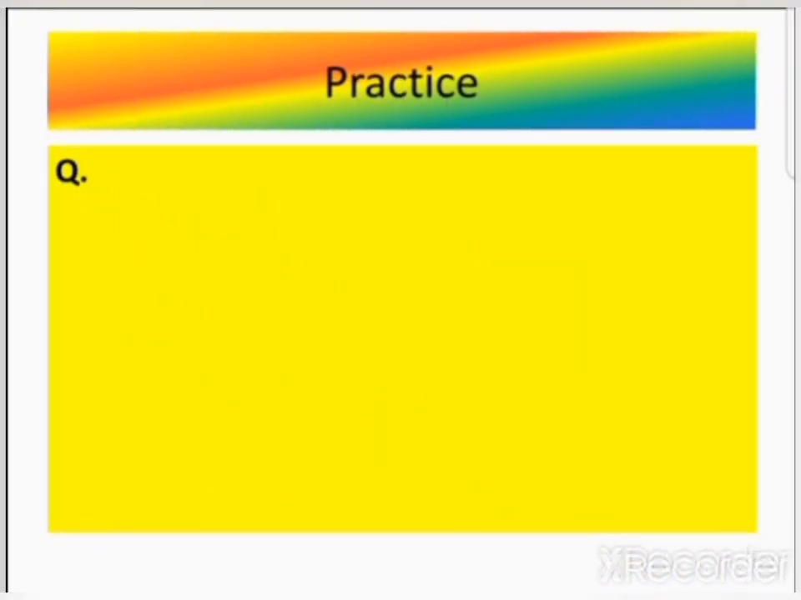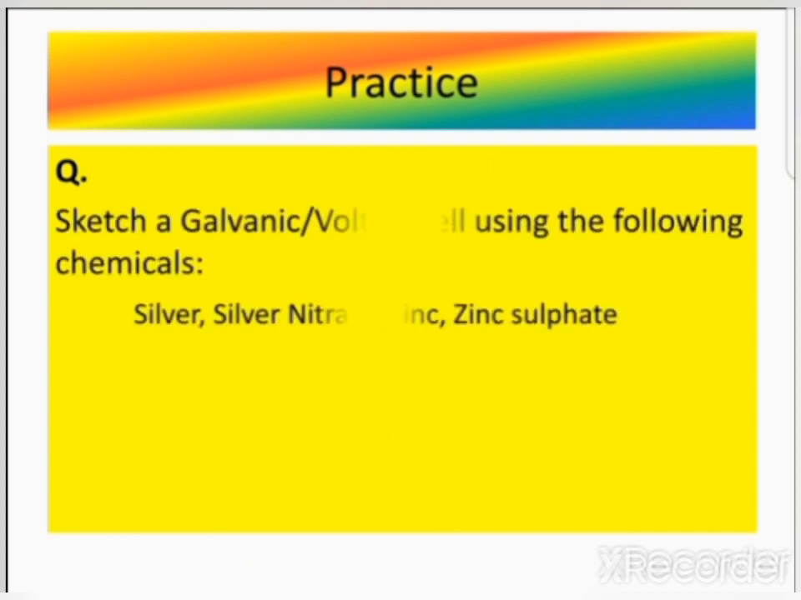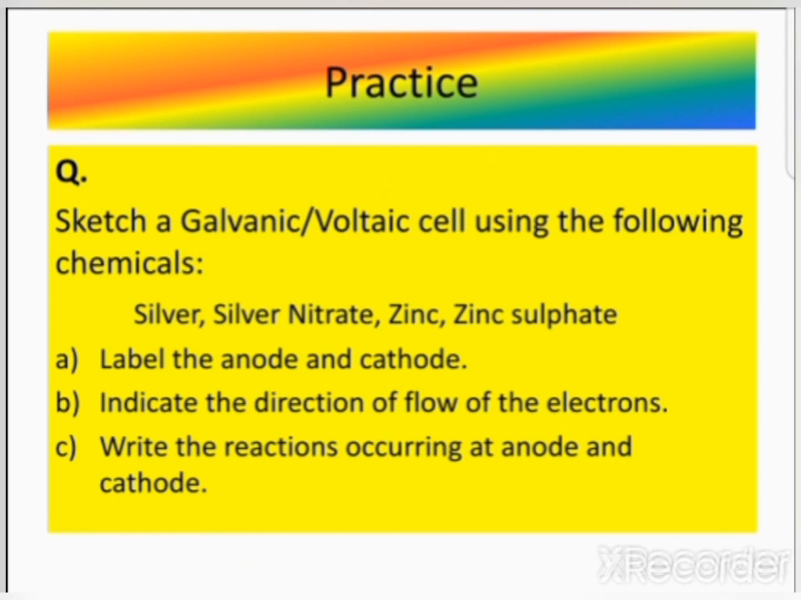Now, at the end of today's lesson, I am going to give you a question which is related to the galvanic cell. What you have to do is sketch a galvanic cell using the following chemicals: silver, silver nitrate, zinc, and zinc sulfate. Label the anode and cathode. Indicate the direction of flow of the electrons. Write the reactions occurring at the anode and cathode.